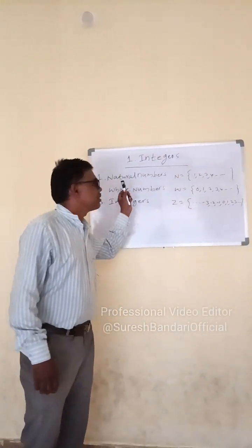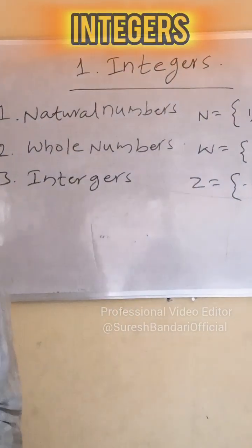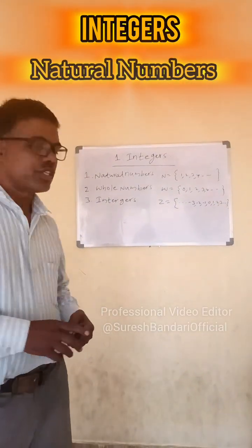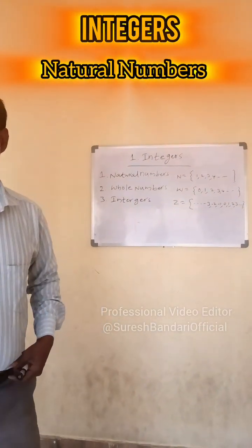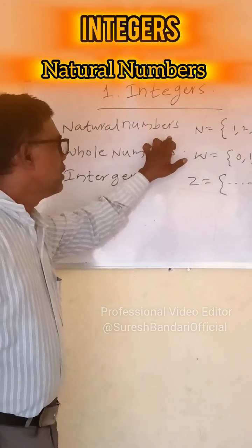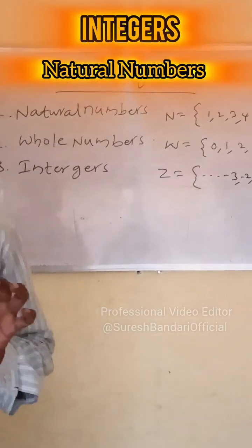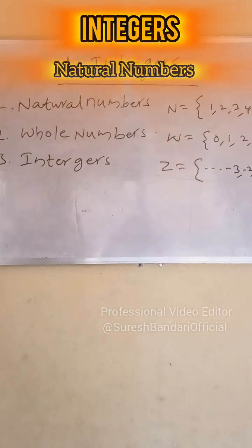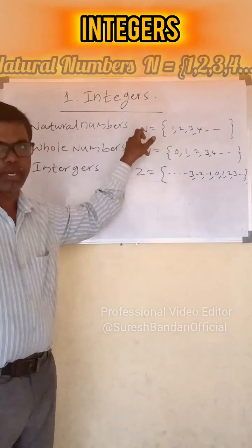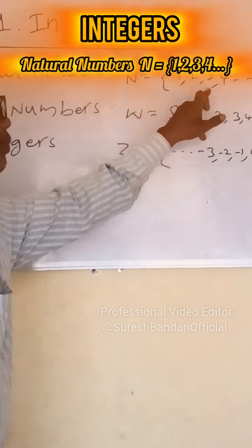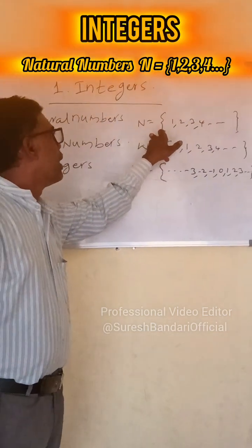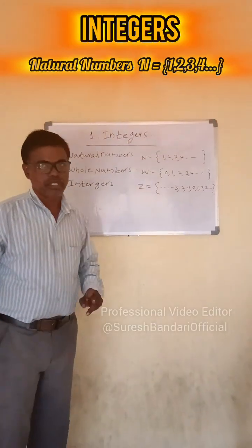7th class first chapter, that is integers. Here integers means, first of all, we have already said what natural numbers and whole numbers are, then after that come integers. Natural numbers means all counting numbers are called natural numbers. Natural numbers are indicated by N. So N is equal to the set of 1, 2, 3, 4, and so on.